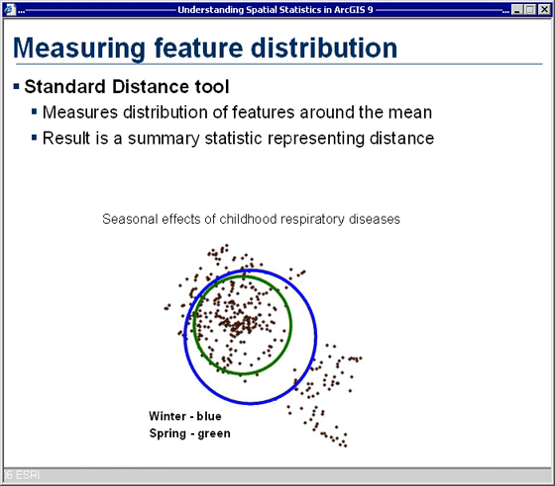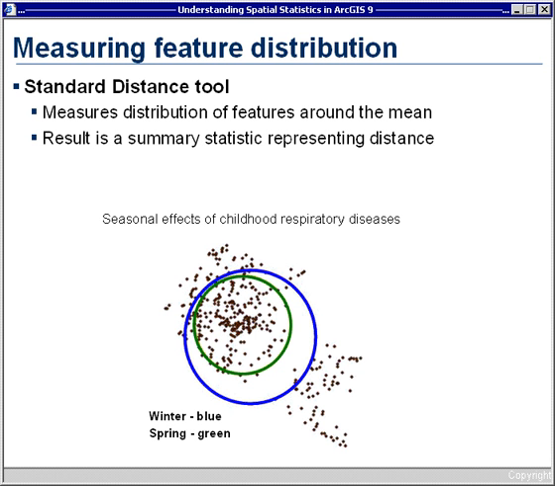Output for the standard distance tool is a circle. When the circle is very large, we know that the cases are widespread, like our blue winter here. When the circle is very small, we know that the cases are more localized, like we see with spring. Comparing the standard distance circles for both seasons suggests this disease is exacerbated by cold winter temperatures.